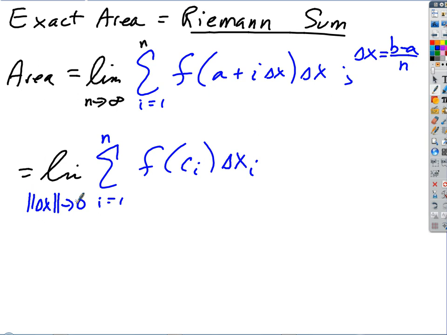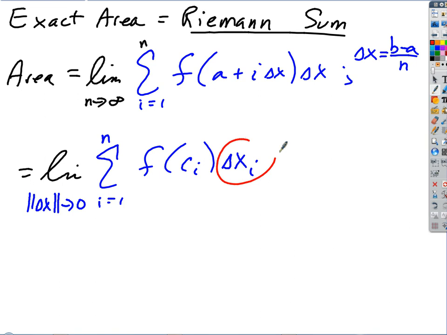This is the most general form of a Riemann sum. But for us, we can always just say, okay, delta x sub i: instead of indexing the width of each rectangle to the number of the rectangle we're counting, we'll just cut them uniformly.